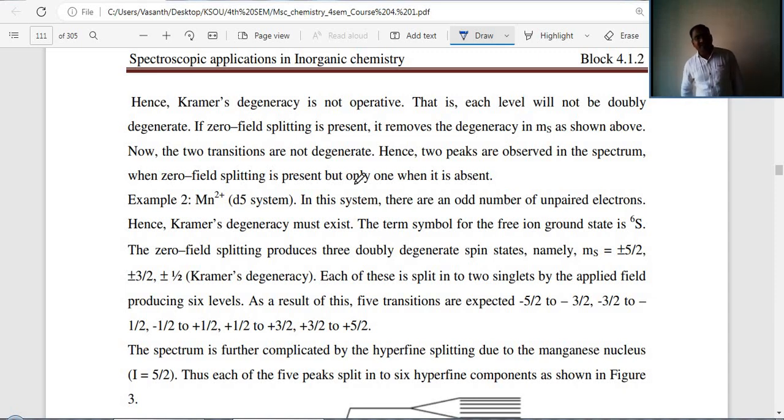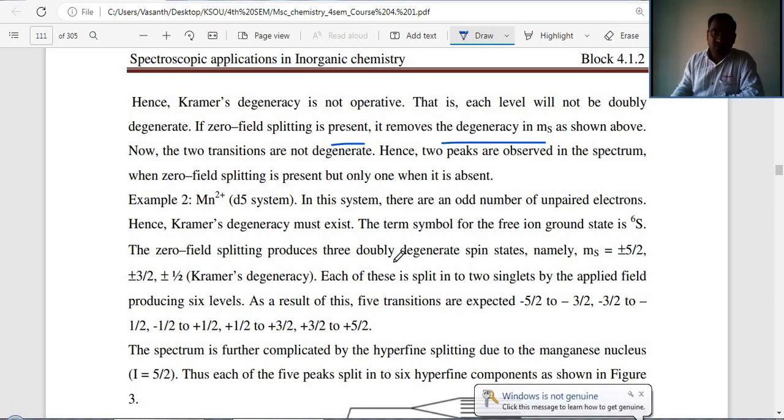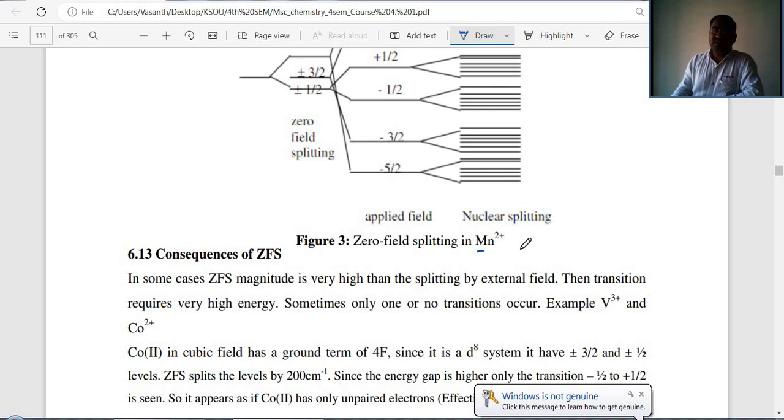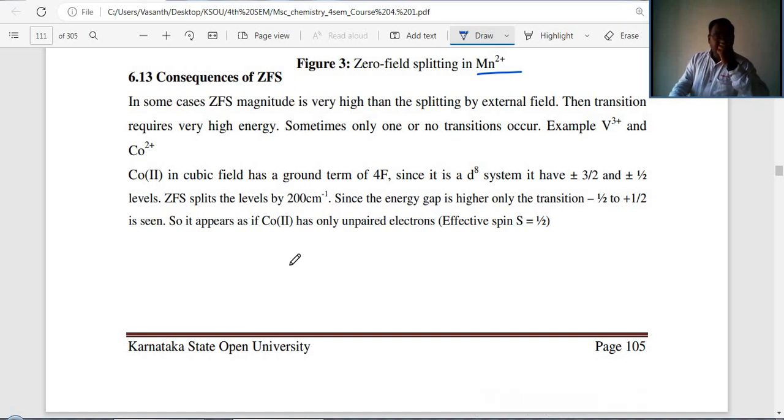Kramers' degeneracy is not operative, that is, each level will be doubly degenerate. If zero field splitting is present, it removes the degeneracy in Ms as shown. These are other representations of this Mn. What are the consequences of this zero field splitting? In some cases, the zero field splitting magnitude is very high compared to the splitting by the external field. Then the transition requires very high energy.